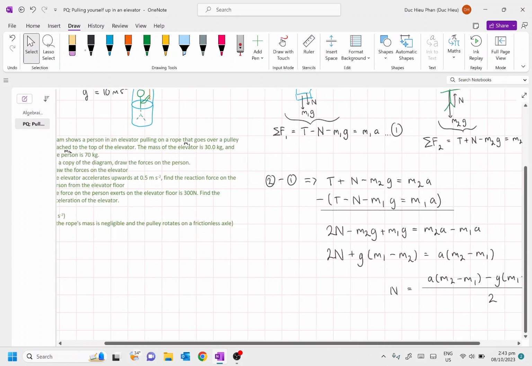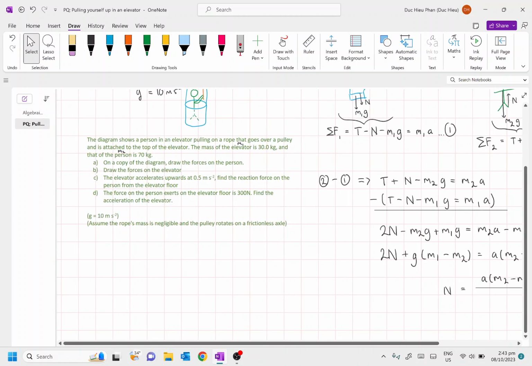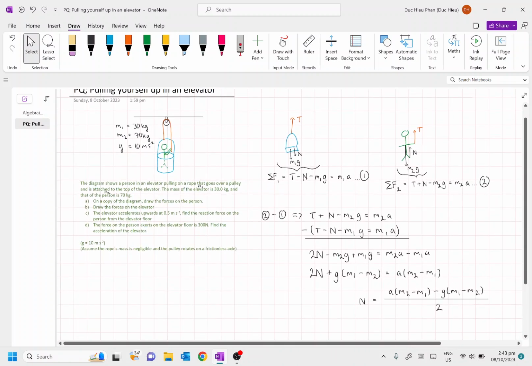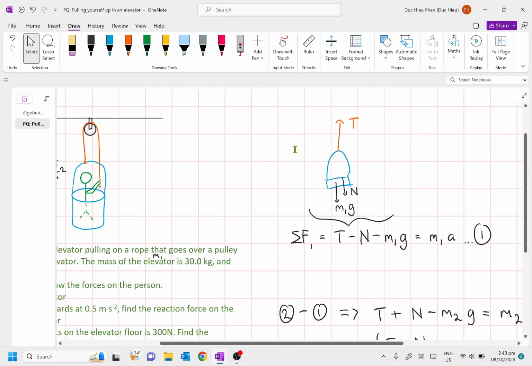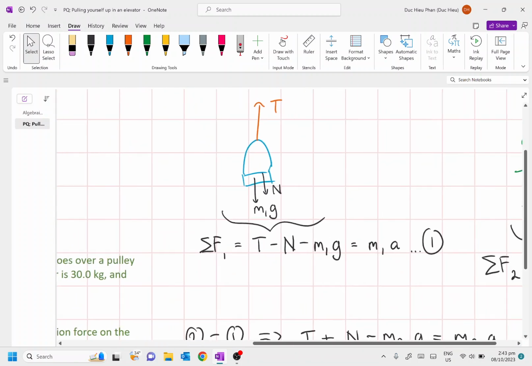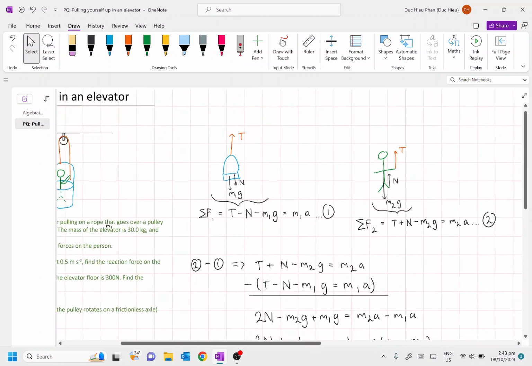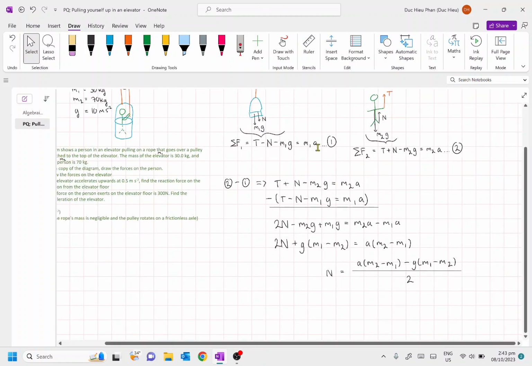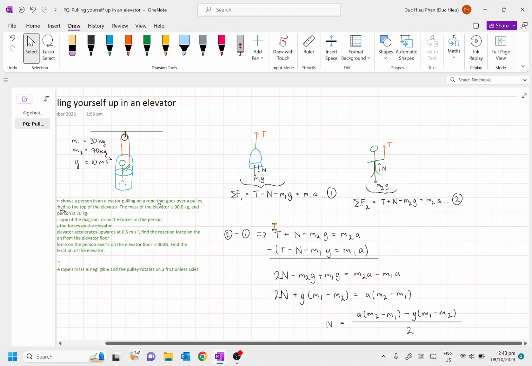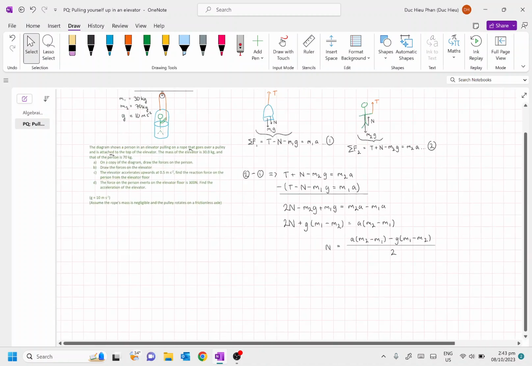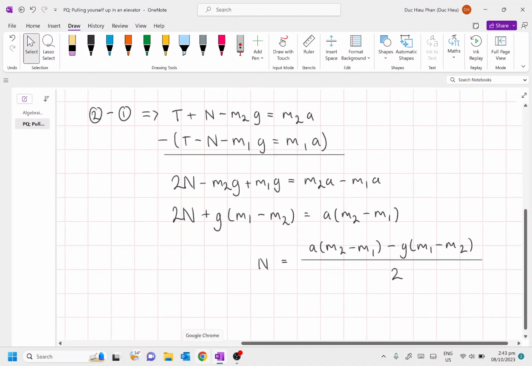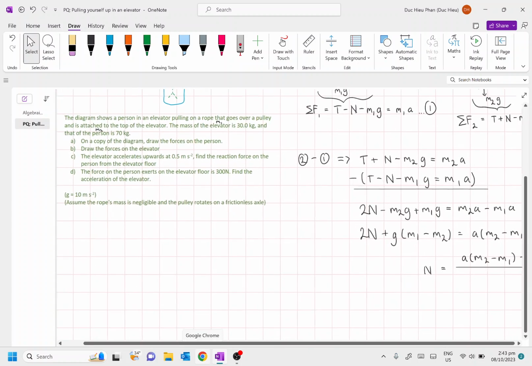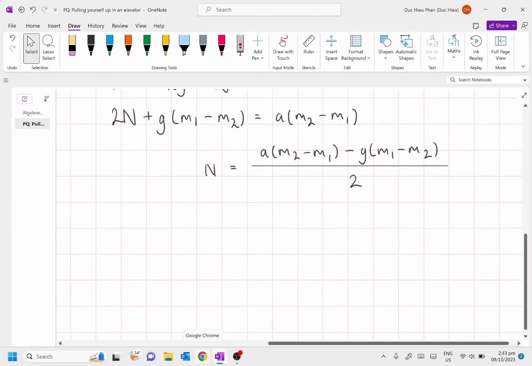And so when the elevator is accelerating upwards at 0.5 meters per second, notice how every time we had a vector that is going up, we label it as positive, and a vector going down as negative. If you've done it the other way around, like for example, t here is positive because it's going up, and n here is negative because it's going down. If you've done it the other way around, this won't work, right? You'll have to reverse the polarity on your things. It's a whole bit of mess. So you want to keep on top of your directions.